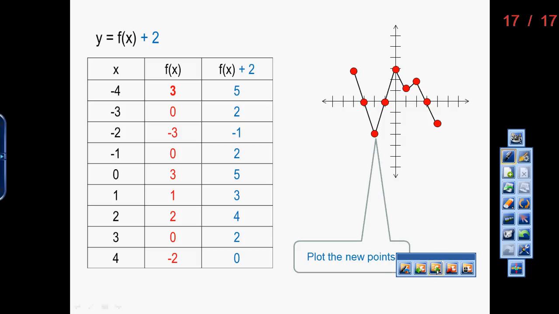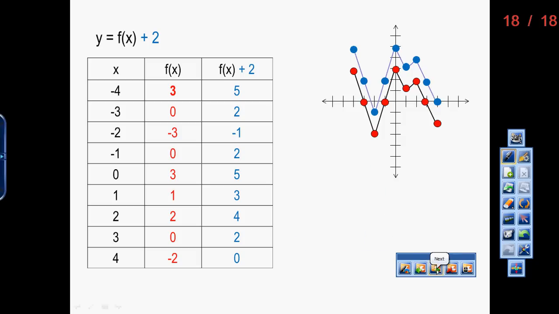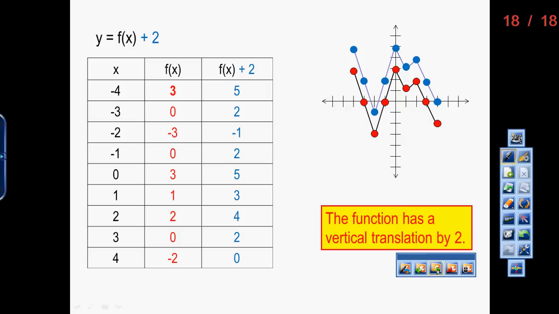When I plot my new points, do you see how that shifts everything up 2? Make sure you understand that. So what I'm saying is by me adding 2 here, it shifted my whole graph up 2 units. So the function has a vertical translation by 2.